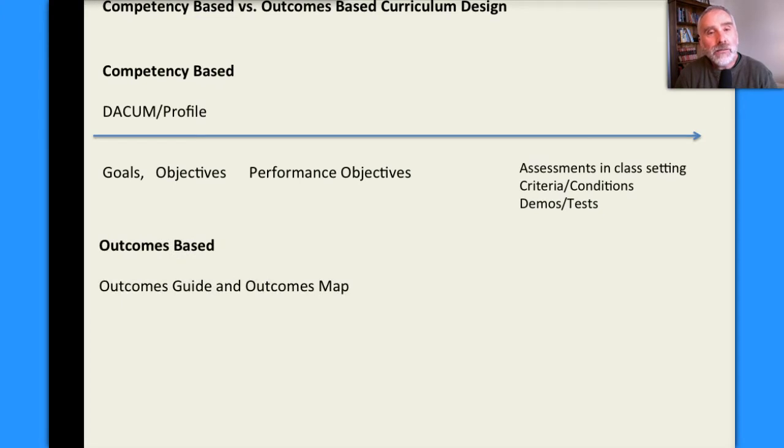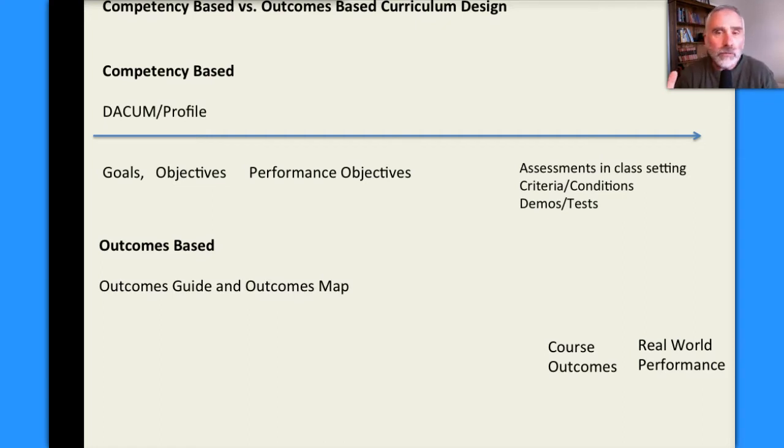Outcomes-based, you have an outcomes guide and an outcomes map that you have to develop. This is a backwards approach. So we start on the other side, on the right-hand side, and we look at, okay, what's the real-world performance that we're simulating, that we want these students to be able to move towards by the end of the course. So then we move from the right to the left. What are the course outcomes that we should develop? In other words, what do the students have to learn in the course to prepare them for that real-world performance?